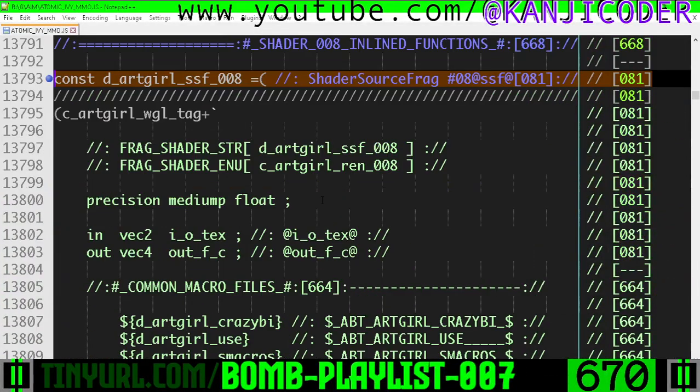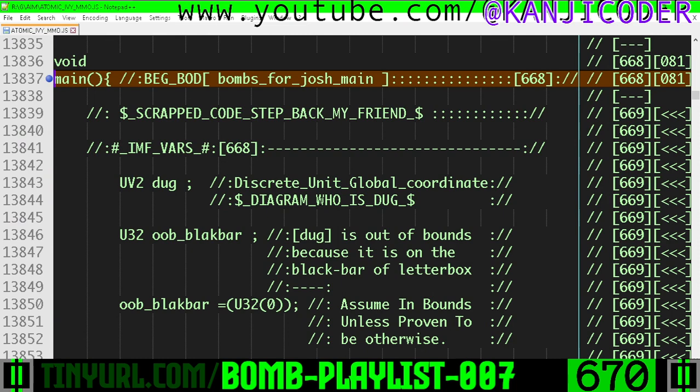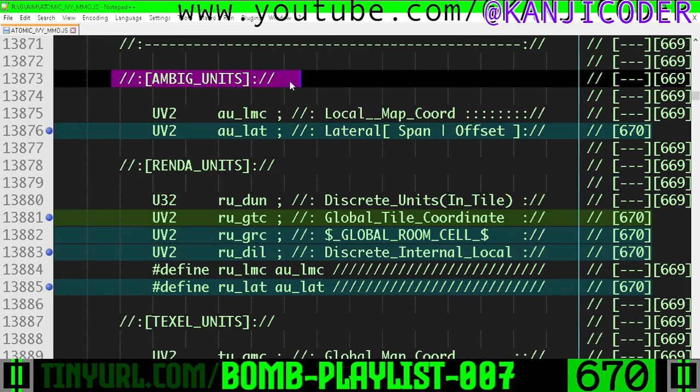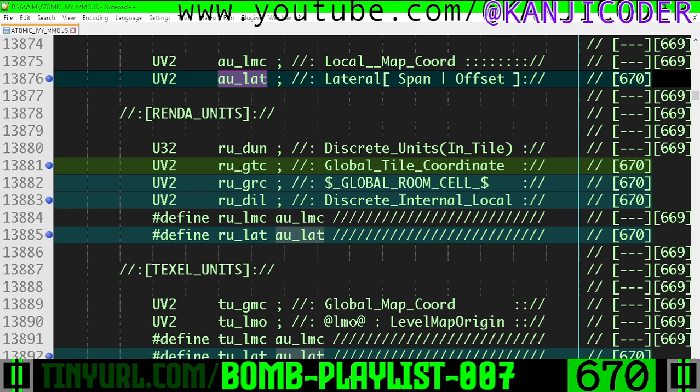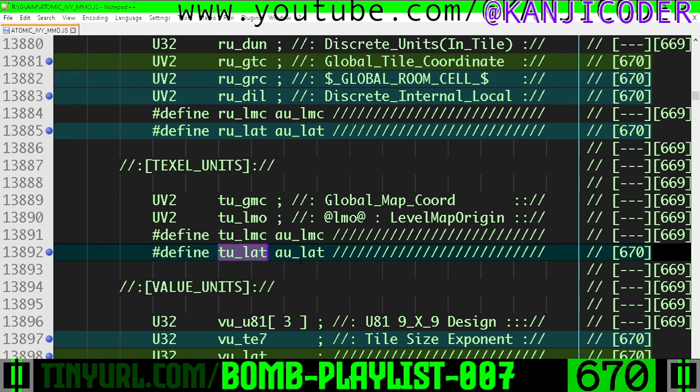So, ARTGIRL shader string, shader number 8, and the main entry point, we have an ambiguous unit called AU lateral. That's the lateral span in tiles of the level. GTC, global tile coordinate. GRC, global room cell, so that's the room on an XY grid of room cells within the renderable space. Discrete internal local is the addressable space locally within whatever tile we're currently rendering. So RU lat is when we are referring to AU lat as a render unit, and then TU lat is when we're referring to AU lat as a texel fetch unit.